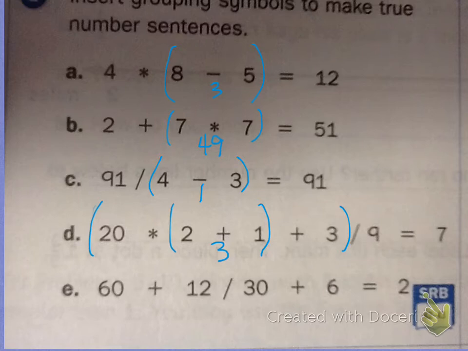E says 60 plus 12 divided by 30 plus 6. So if we do 60 plus 12, that would be 72. Can't do 72 divided by 30, but if we do 30 plus 6, that's 36, and 72 divided by 36 equals 2.